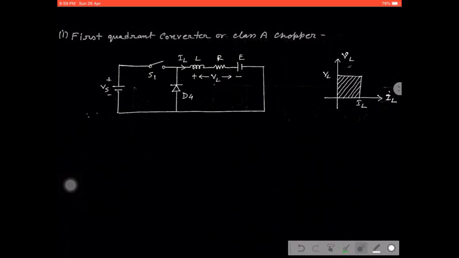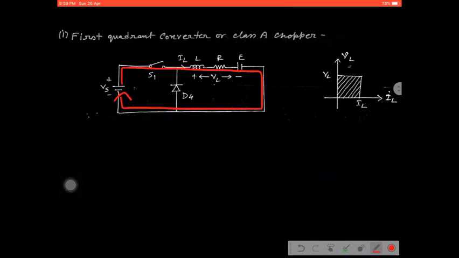As we know, the name stands for operation in the quadrants. So first, see the working of the first quadrant converter or class A chopper. Okay. What happened? See, when the switch is closed, right? When the switch is closed, then current starts flowing from the switch to the load and coming back to its negative terminal.